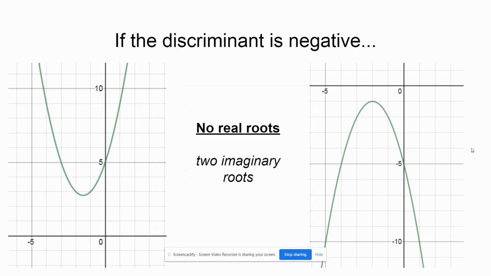If the discriminant is negative, I'm not going to have any real roots at all. These are called imaginary roots, and we're going to get into that more. But what this means for our parabola is that it will never touch the x-axis. I'm never going to intersect and get any x-intercepts if the discriminant is negative.